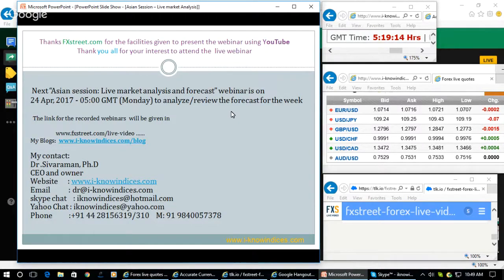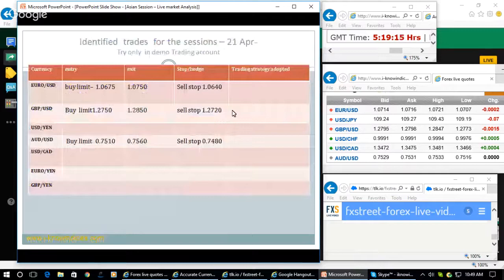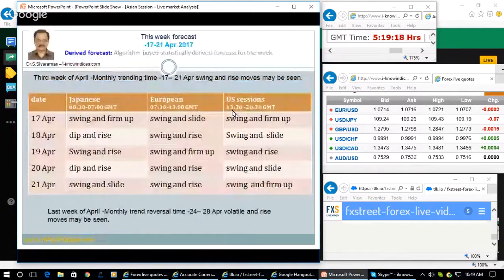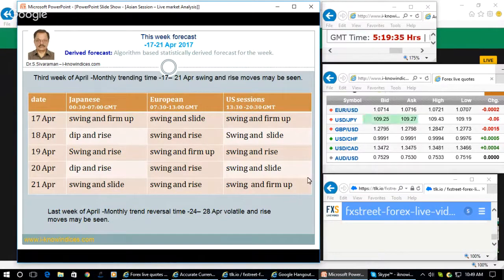So I will try to review the forecast again for those who have come late. Today they are expected to make the swing and slide in the case of Euro and GBP, and then quickly rise during the European session, and then make the downward move during the start of the US session and slowly firm up towards close. That is what is expected to happen in the market.